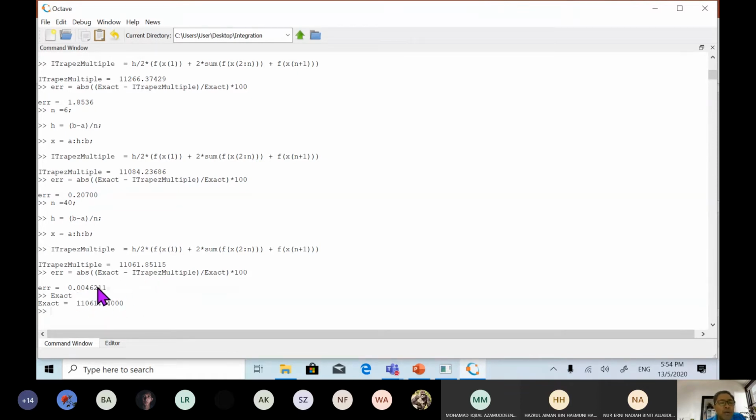Maybe you can improve further by increasing the number of divisions. But you may see that in order to get a better solution, I have to ask Octave to use a very large number of equal divisions.